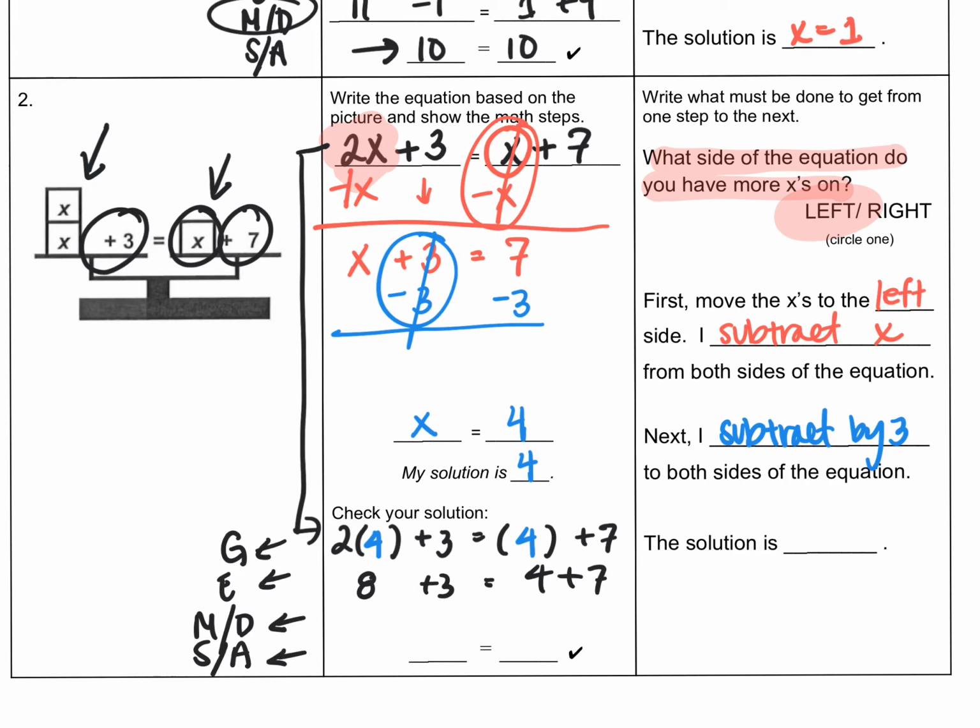And then I have addition. 8 plus 3 is 11. 4 plus 7 is also 11. 11 equals 11 is true. So the solution is x equals 4, because when I substituted it in, it gave us a true statement.